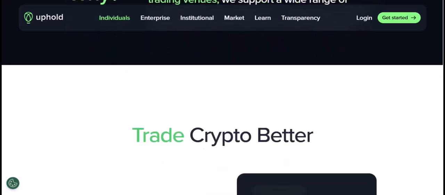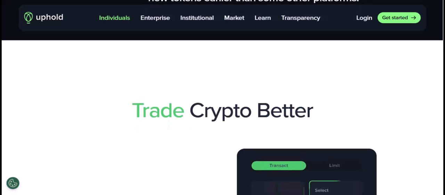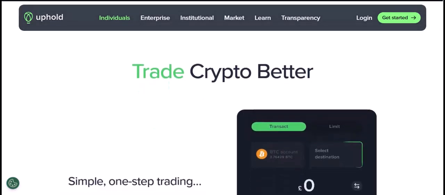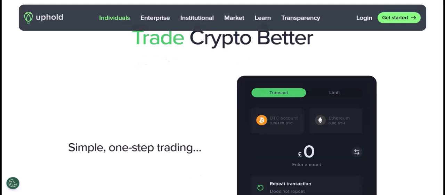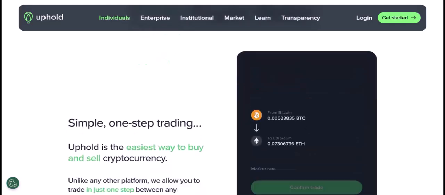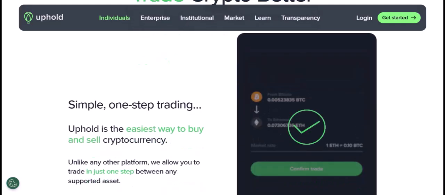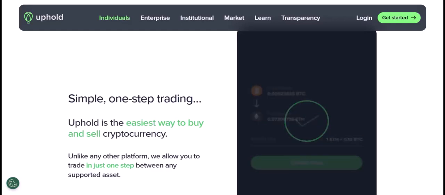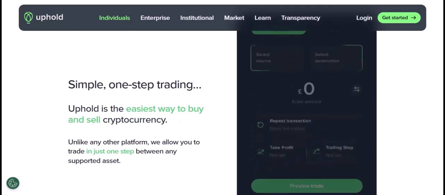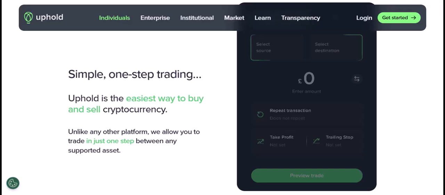However, it's important to understand that a limit order is not guaranteed to be filled. If the market price never reaches your specified limit, your order will simply remain open until it expires or you cancel it. So, while you gain control over the price, you might miss out on a trade if the market moves in the opposite direction.